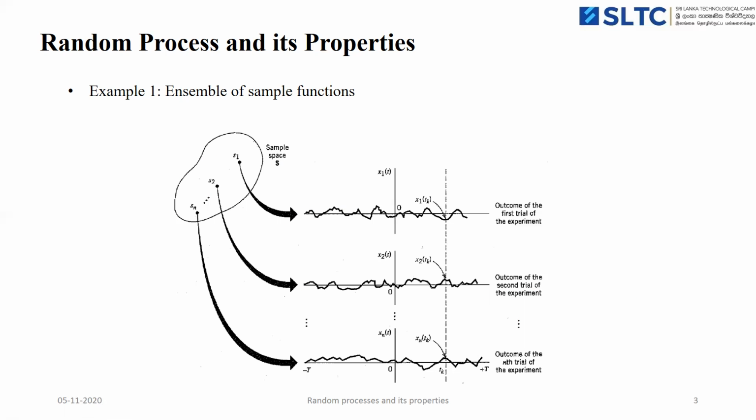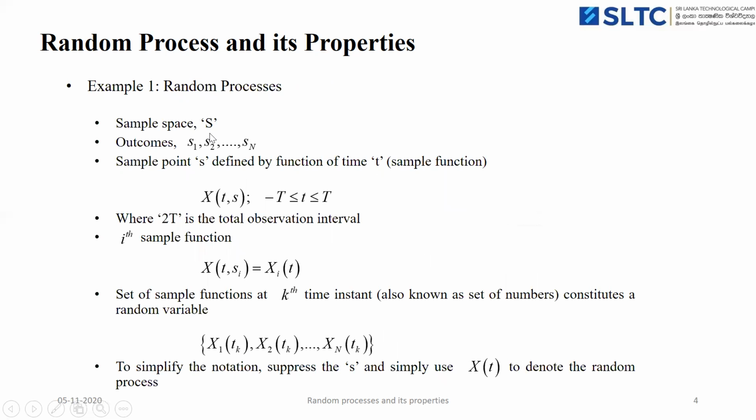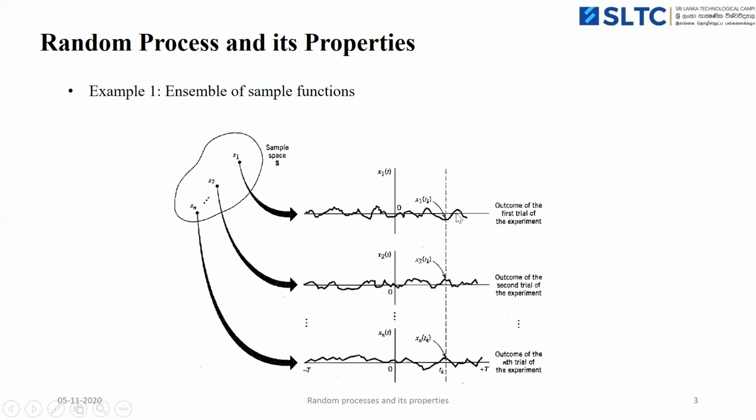So in this figure, we are using several notations. The capital S indicates the sample space. Then the set of outcomes s1, s2, up to sn are the outcomes in the sample space. Then the sample point is defined by a function of time t, which is a sample function. Here the first waveform indicates the first sample function, the second waveform is the second sample function, the third waveform is the third, and the last one is the nth sample function.